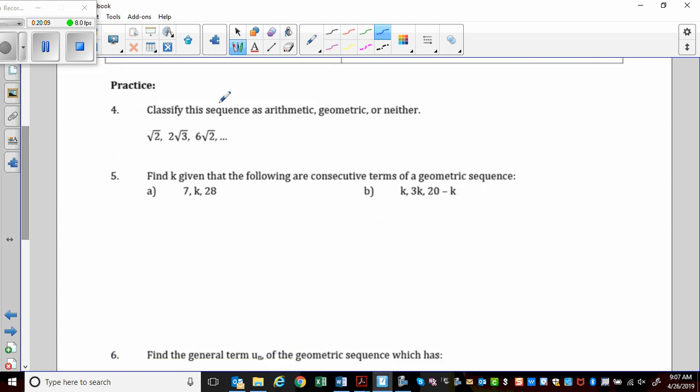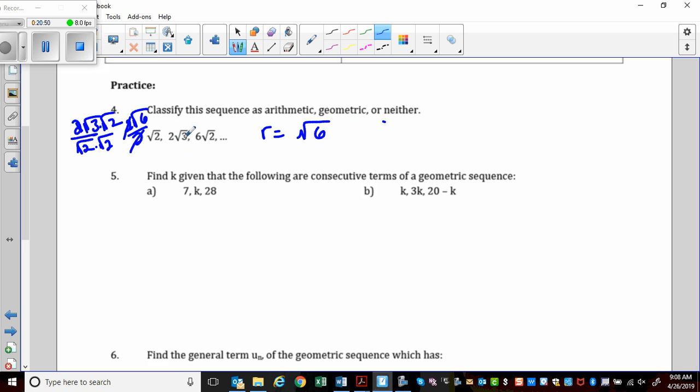Classify the sequence as arithmetic or geometric or neither. So we're going to have to multiply for geometric and add and subtract for arithmetic. It says 2, square root of 2, and then 2 square root of 3. So remember, we take the second one and divide it by the first one. I'm going to multiply by the square root of 2 on the top and bottom to simplify this. So this is going to be 2 square root of 6 over 2, and the 2s can cancel. So the square root of 6 is my r, or my ratio.